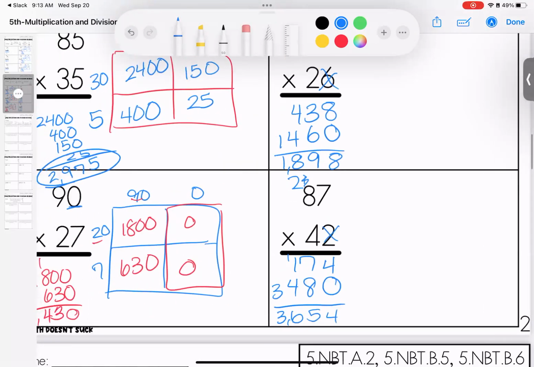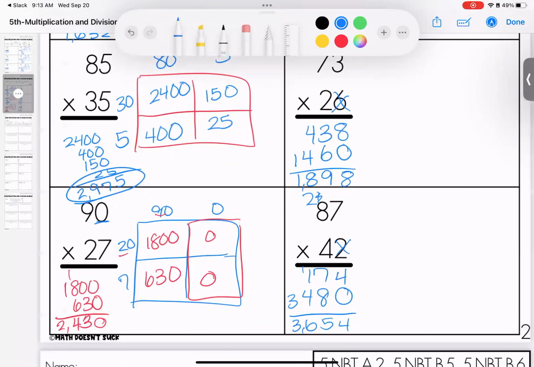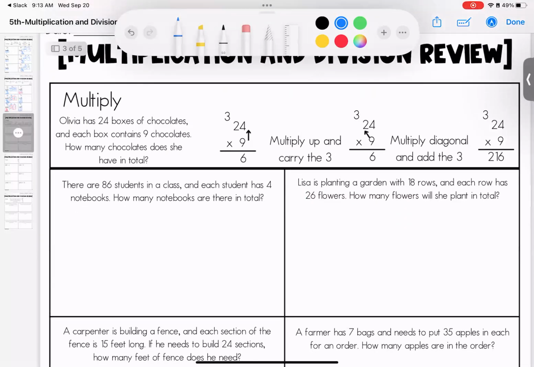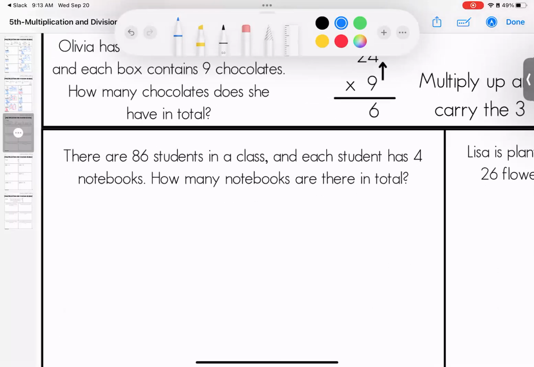3,654. That brings us to the end of page 2. If you have questions, bring them with you. All right, our next page, not our last page. Our next page is looking at word problems, and then we're going to get into some division.